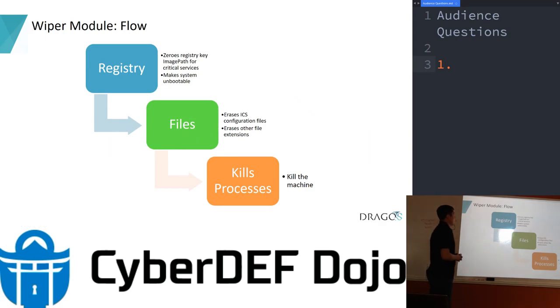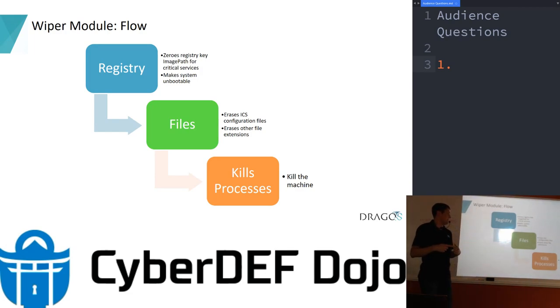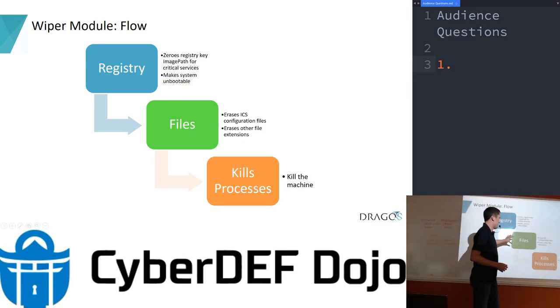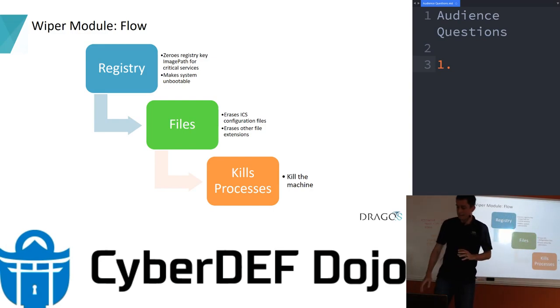So how the wiper worked, it worked a lot of the same way, but it would zero out the registry key for the image path, and so this makes the system unbootable. It still allows the system to run, but this is what tells Windows when you boot up where all the key files are to start the services. It would then start erasing files, and we'll cover the extensions in the next one, and then it would begin to kill processes off.